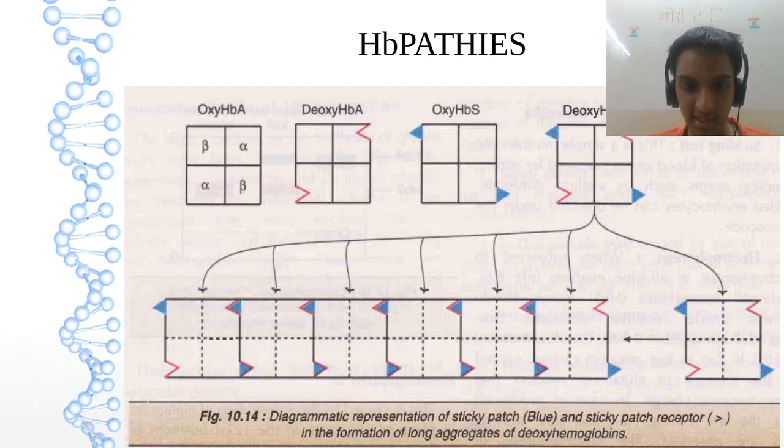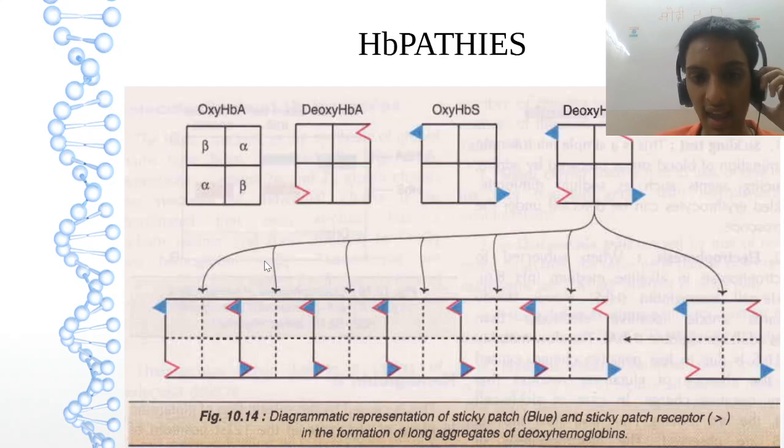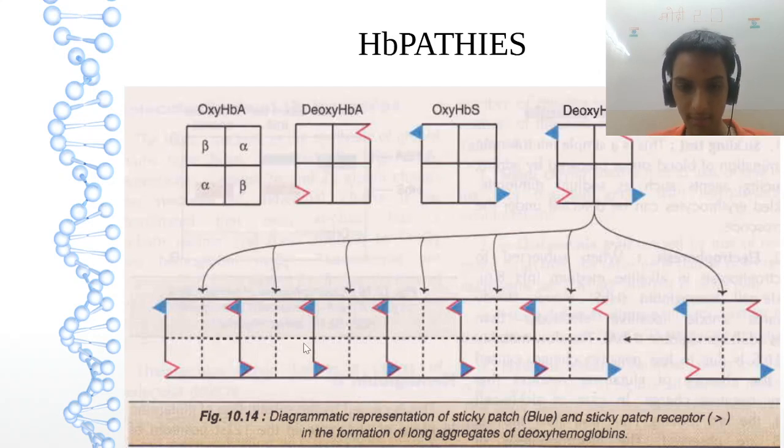Okay, try to understand this point. Now here you can see the formation of the sticky patches in the hemoglobin in the HBS. Okay, so this is oxy and deoxy HBS. So like this you are finding that these segments are joining to form the sticky patches. Okay.